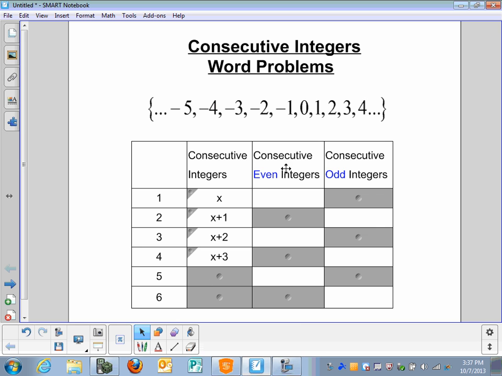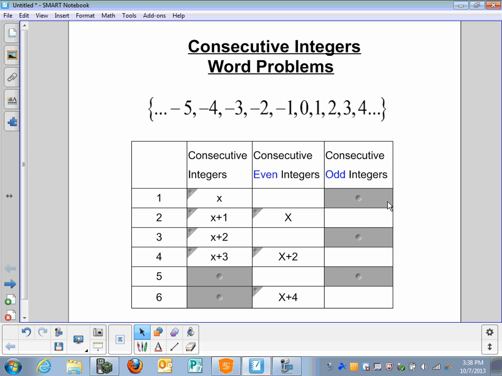If I wanted to represent consecutive even integers, the first would be x. For two consecutive even integers, the first would be x and the second would be x plus 2. For three even integers, the first number would be x, the second x plus 2, and the third x plus 4.